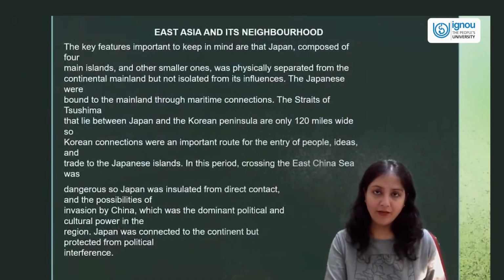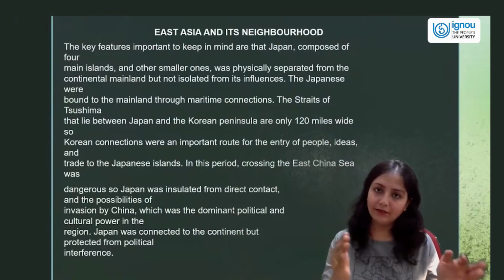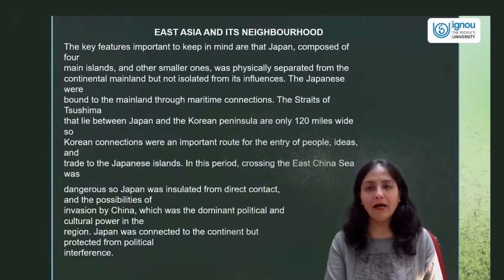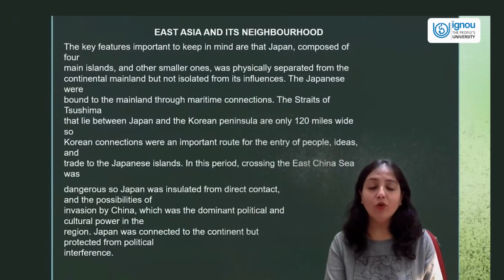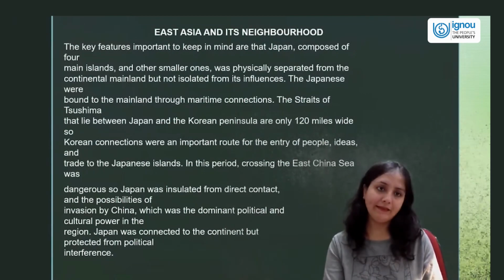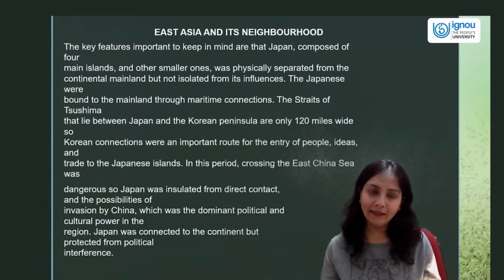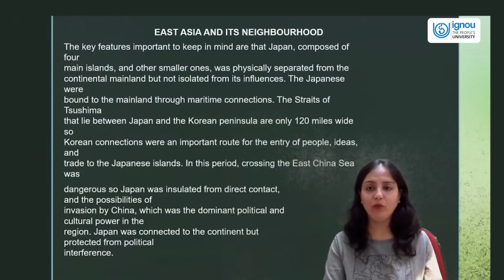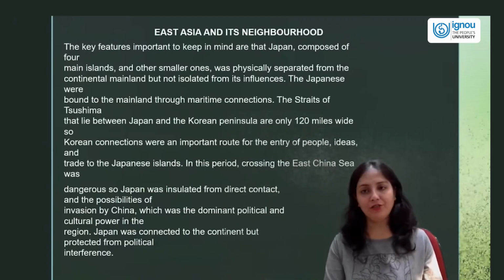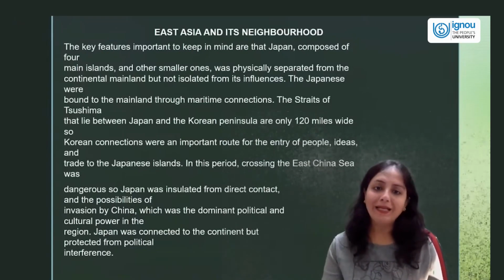Next, East Asia and its neighborhood. Neighborhood means the neighbor countries of Japan. The key features important to keep in mind are that Japan is composed of 4 main islands, and other smaller ones. It was physically separated from the continental mainland but not isolated from its influences. The Japanese were bound to the mainland through maritime connections. Yes, they connected with other countries, with other continents, with maritime connections.